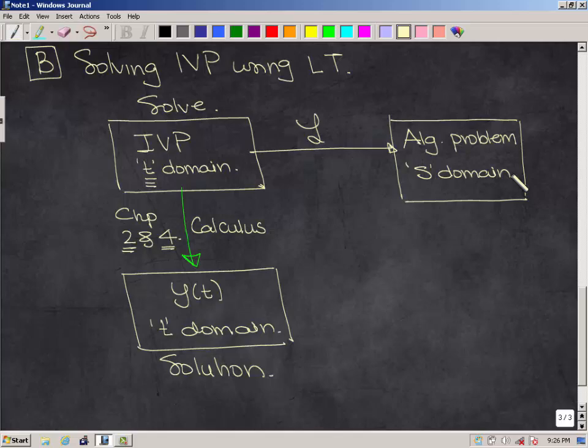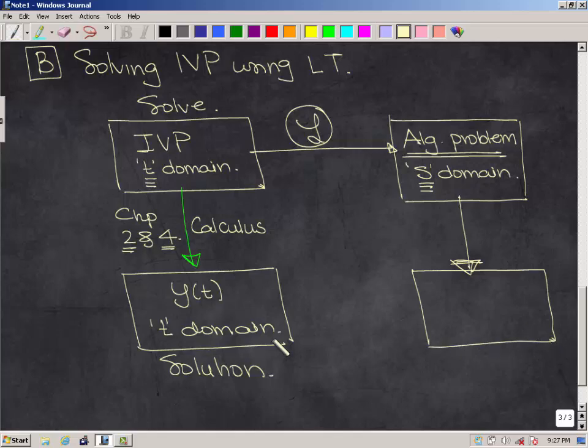Again, this initial value problem had to do with y of t, if you recall, because we were given y, which is a function of t. Now we're going to transform it. We know how to do that. That's what we did in the last couple sections: how to take a function of t and change it to a function of s. Now what are we going to do? We're going to solve this. The only thing is now it's an algebraic problem, so it's easy to solve. So we're going to solve it and we're going to come up with a solution.